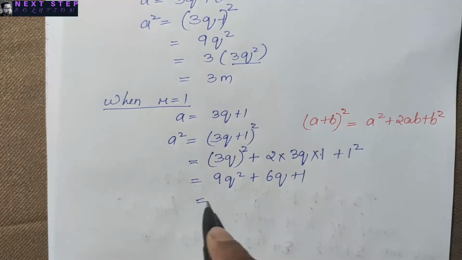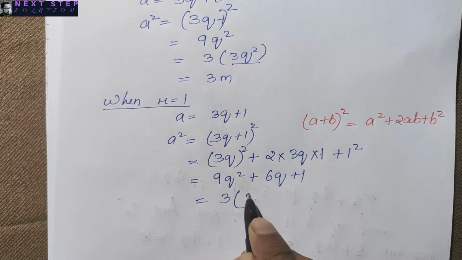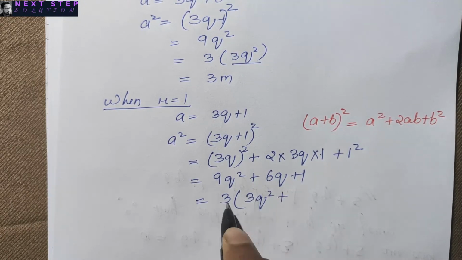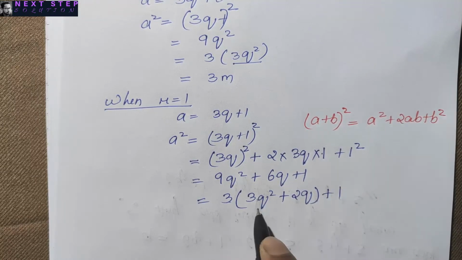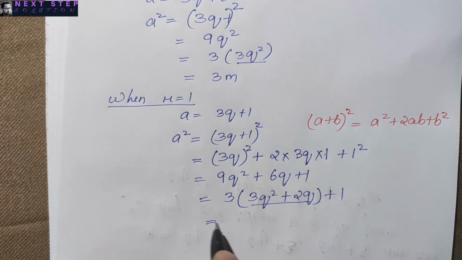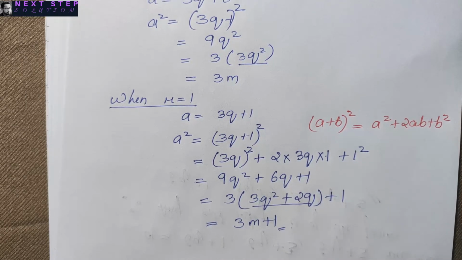Now from this we can take 3 common. If we take 3 common, we have 3 3s are 9q square, 3 2s are 6, 2q, and from here we cannot take, so leave it outside. This whole thing if I consider as m, we have 3m plus 1. Now leave it here. Come to the next one.